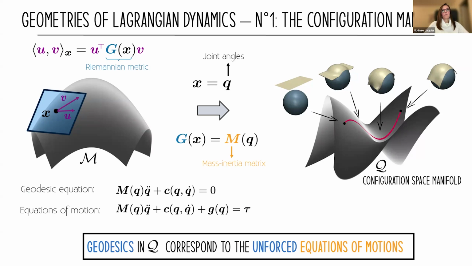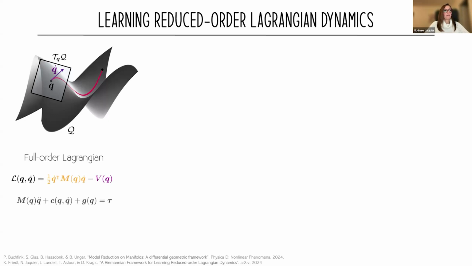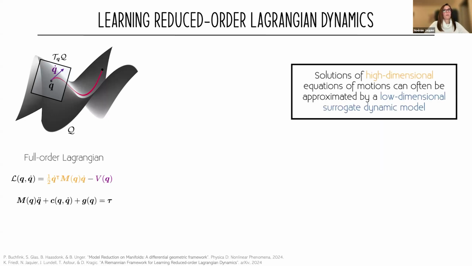So we can use this geometry of the configuration space manifold to now learn high-dimensional Lagrangian dynamics. The fact that we exploit here is that we, again, have this configuration space manifold. Points on the manifold are joint configurations, points on the tangent space are joint velocities, and we have this Lagrangian dynamics. The intuition here is that when we have those high-dimensional equations of motion, they can often be approximated by a surrogate model, which is much lower dimensional.